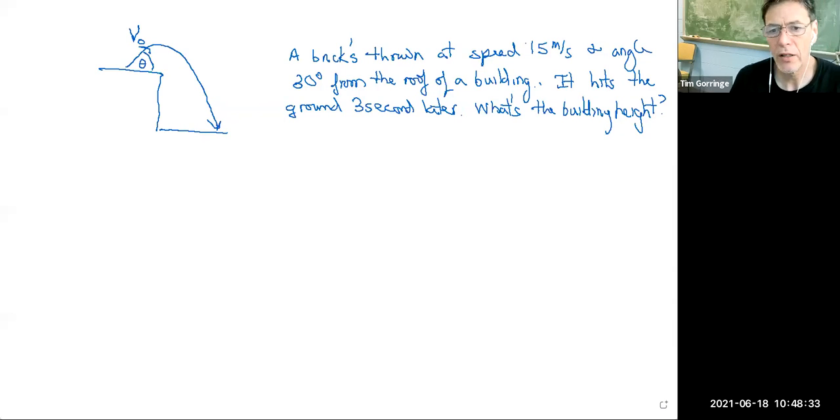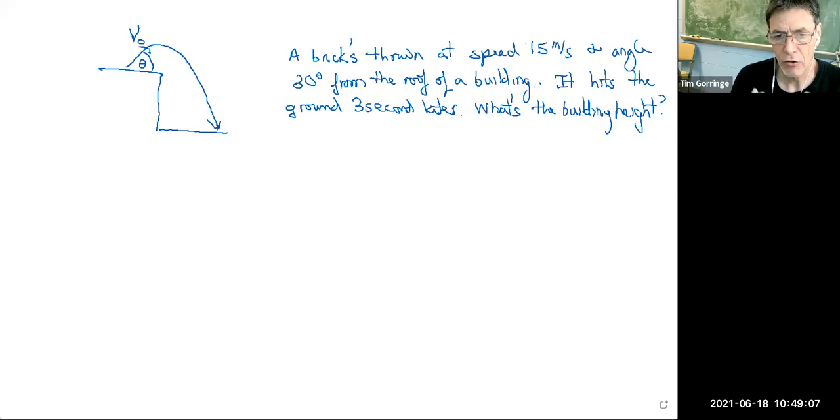I wanted to work out a problem that involves projectile motion. In this particular problem, I'm standing atop the chemistry physics building. I throw a house brick off the roof into the parking lot below, and I throw that house brick at 15 meters per second. I throw it at an angle 30 degrees above the horizontal.